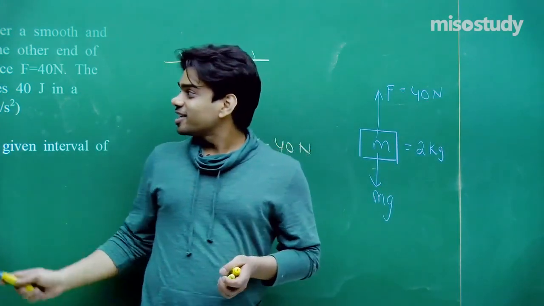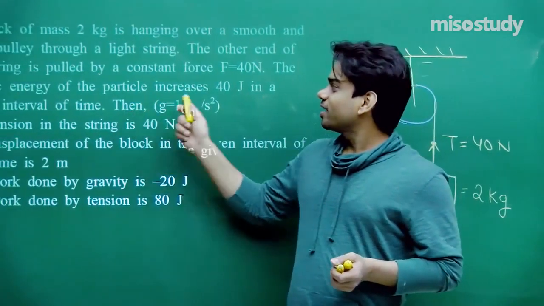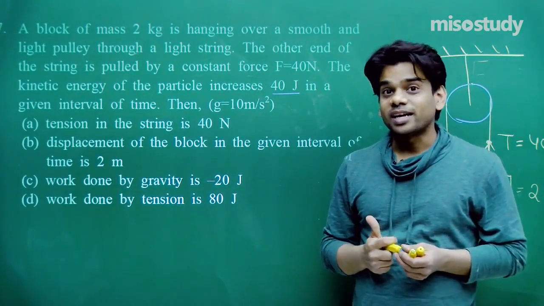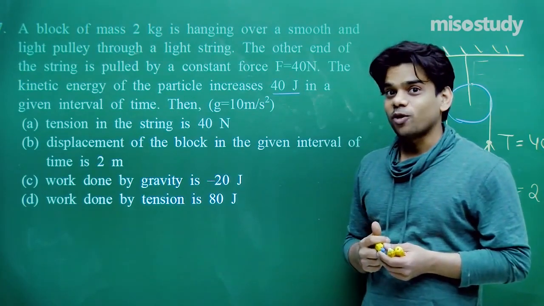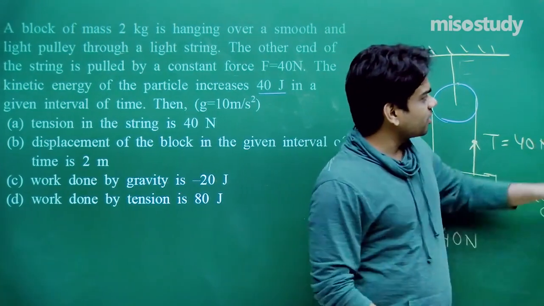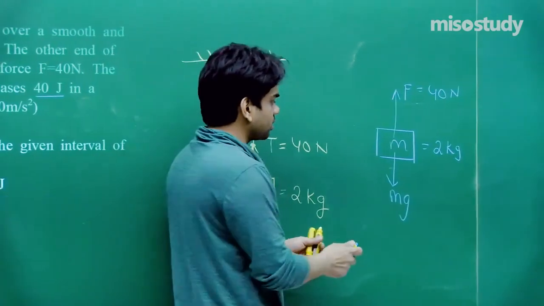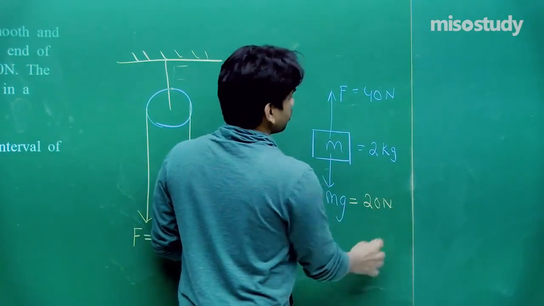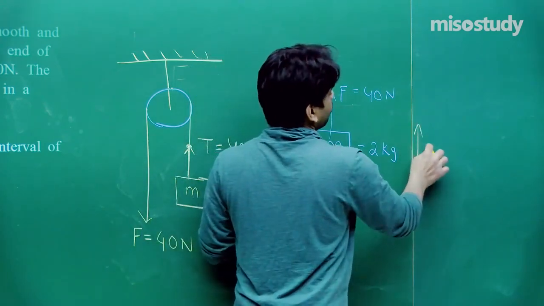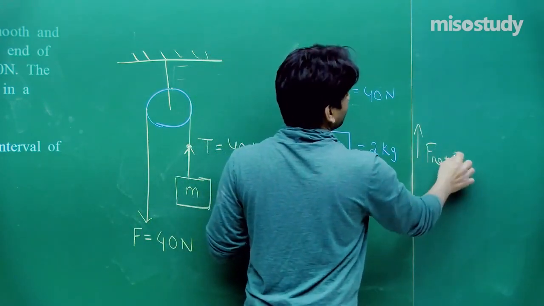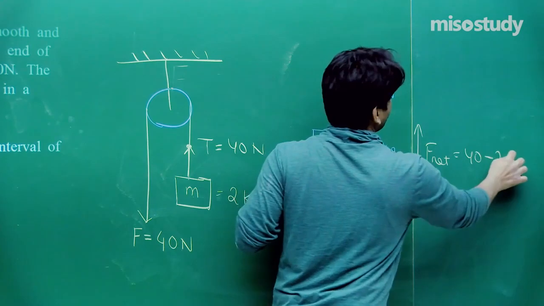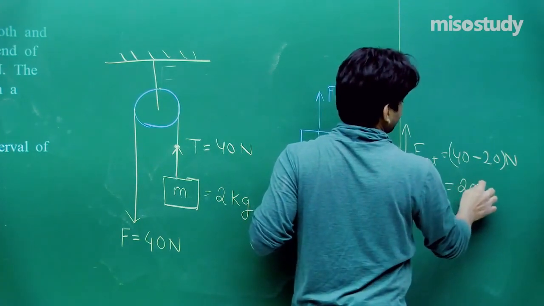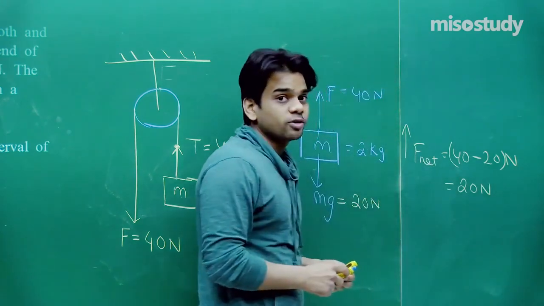Now you see here, it says that the kinetic energy of the particle increases 40 joule in given interval of time. That has been provided to us. The kinetic energy is increased by 40 joule. You see the net force that is acting, 40 Newton. This mg will turn out to be 2 into 10, 20 Newton. So F net that will be acting along the upward direction will be 40 minus 20 Newton, that will be 20 Newton, the net force that will be acting.